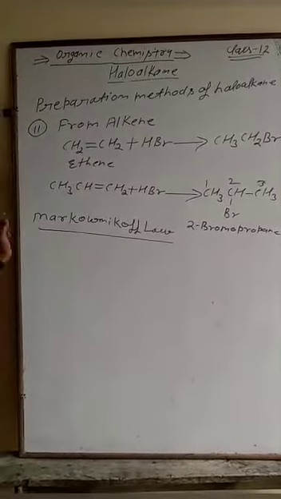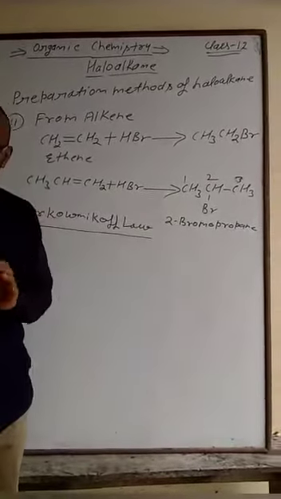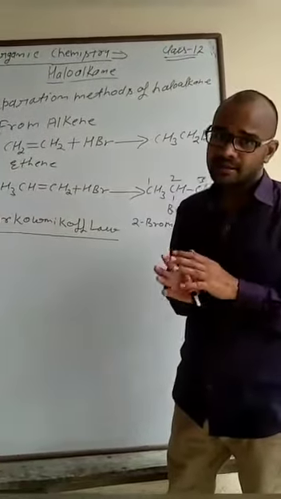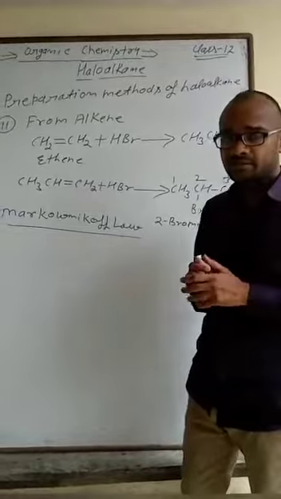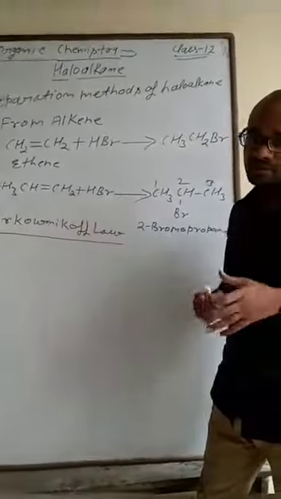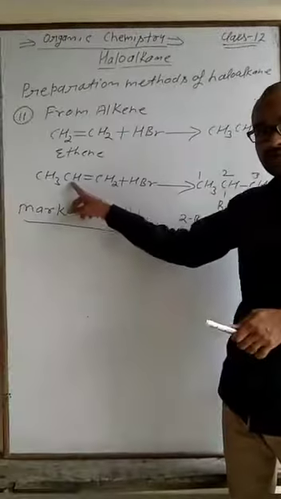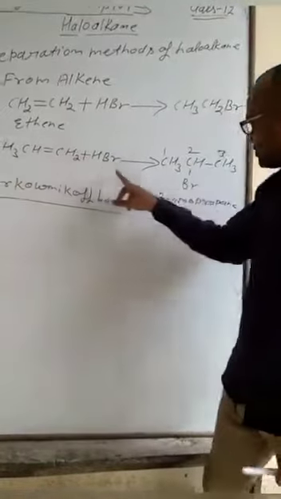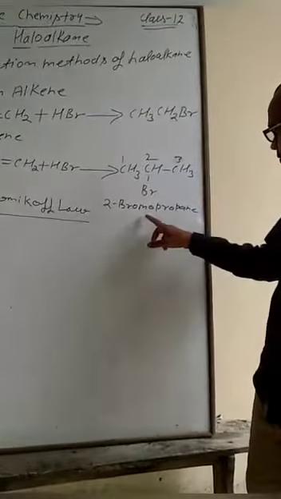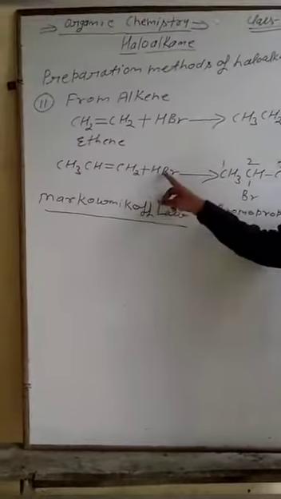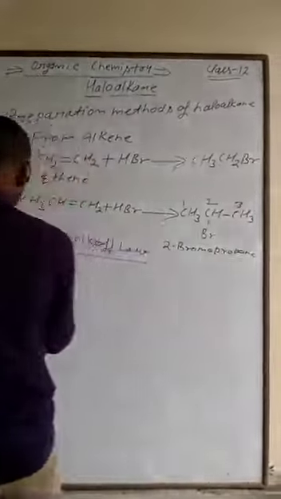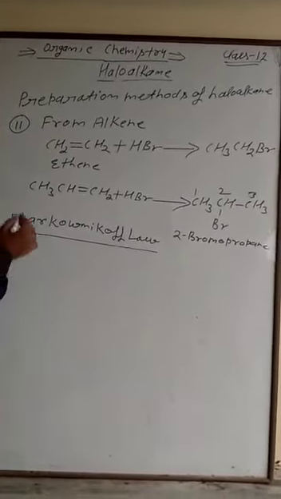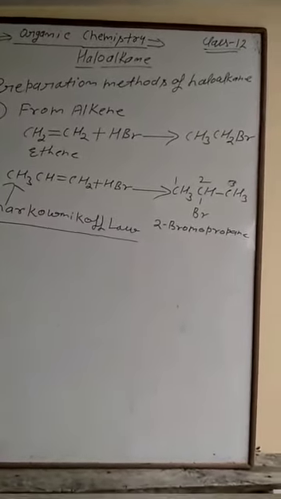Again, to revise: according to Markovnikov's law, the halide atom of the hydrogen halide attaches to the carbon of the unsymmetrical hydrocarbon that has fewer hydrogens. So 2-bromopropane is formed. This is Markovnikov's law, and this rule is followed in different conditions. Thank you.